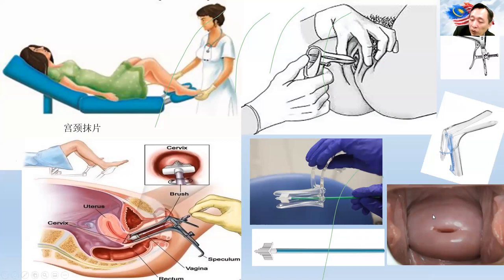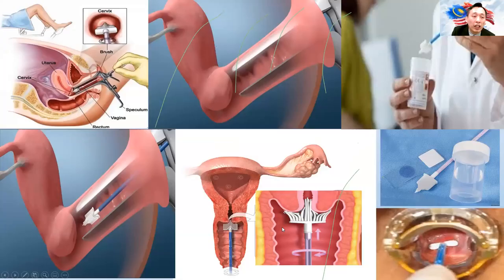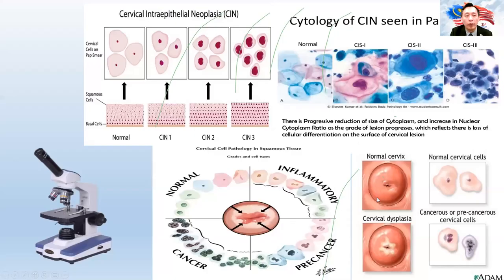And this is the cytobrush. This is the side view of the uterus and also the cervix. Normally you need to take the endocervical cells also, in order to have a good sample. Normally the examination is done through a microscope. This shows you the normal cell, CIN1, CIN2 and CIN3. But we can skip this.